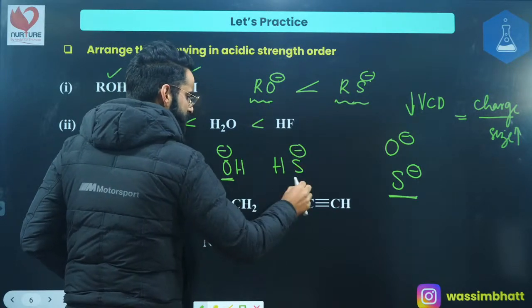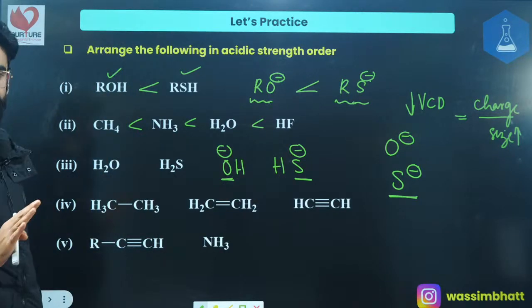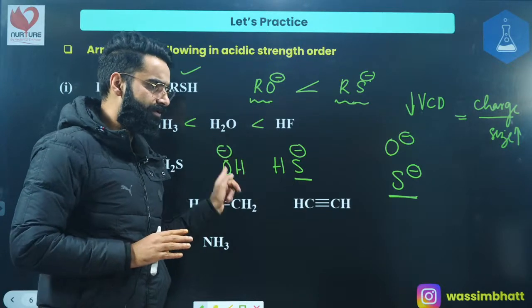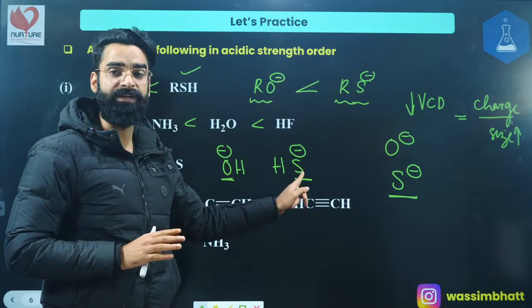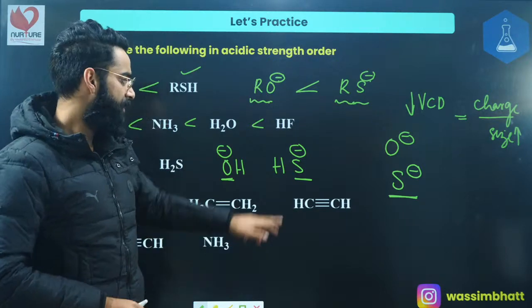Negative charge on oxygen, negative charge on sulfur. These are the conjugate bases of these two acids. Compare the stability. Negative charge on sulfur, negative charge on oxygen. Oxygen and sulfur belong to the same group, and in the group, volume charge density comes into play.